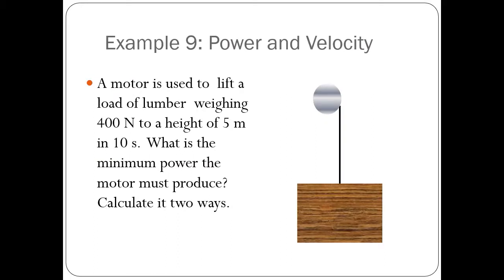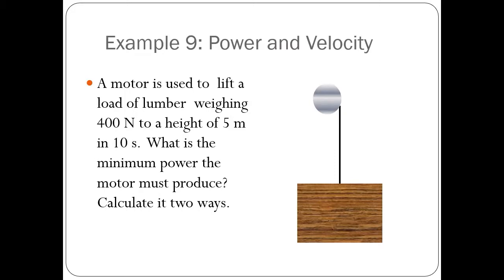Let's do an example. A motor is used to lift up a load of lumber weighing 400 newtons to a height of 5 meters in 10 seconds. What is the minimum power the motor must produce? Calculate it two ways. Well, let's calculate it by calculating the total work that's done first, and then we'll divide that by the time.